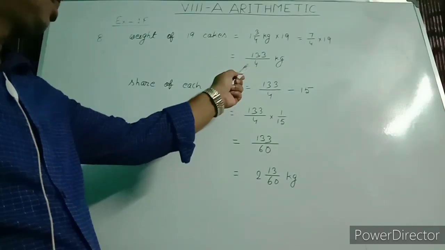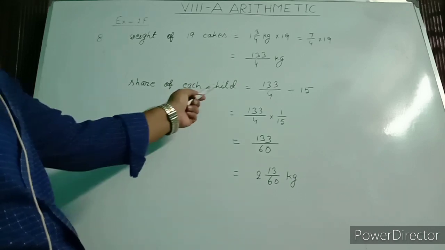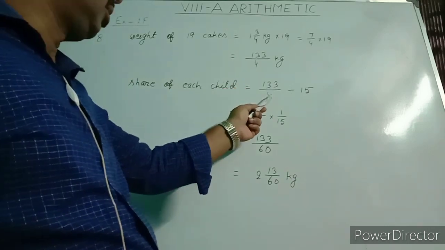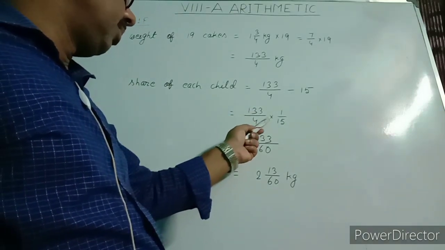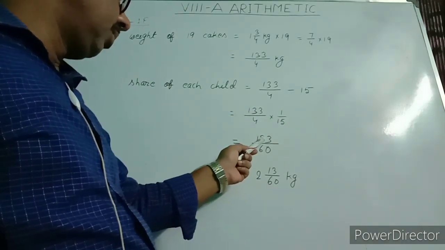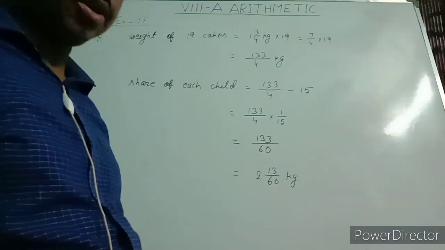This is to be shared among 15 children. So share of each child equals 133 by 4 divided by 15, which is 133 by 4 into 1 by 15, equal to 133 by 60, equal to 2 and 13 by 60 kg.